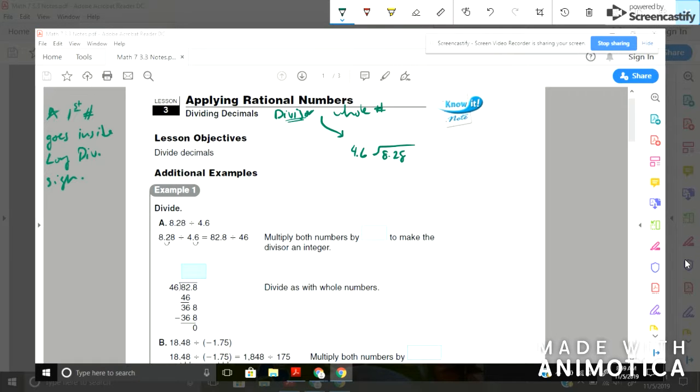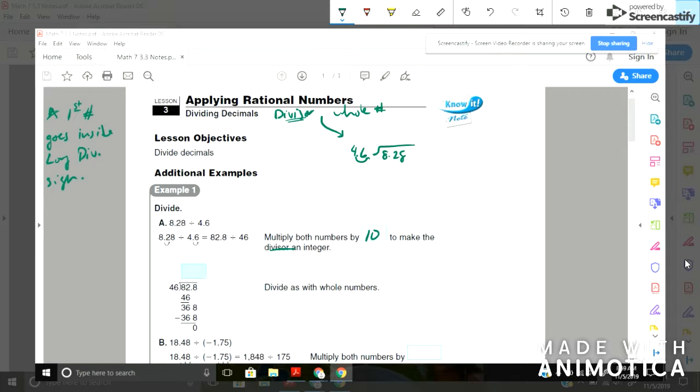Okay? Right now, you'll see that it's a decimal, 4.6. Well, how could you make it a whole number? You could make it a whole number by multiplying it by 10 to make it an integer. So I could just move the decimal one spot to the right. That's the same as multiplying by 10. 4.6 times 10 would be 46.